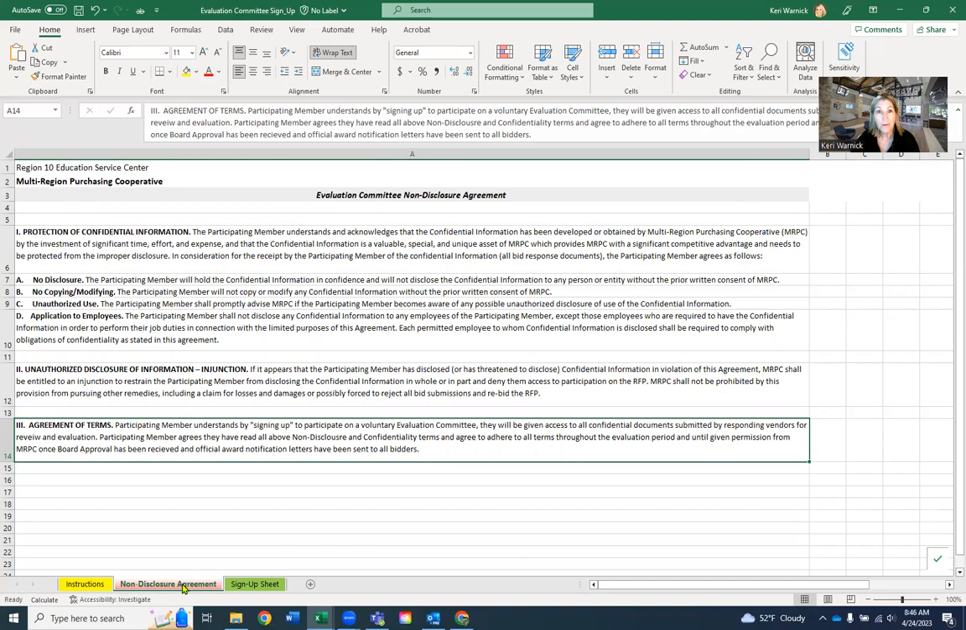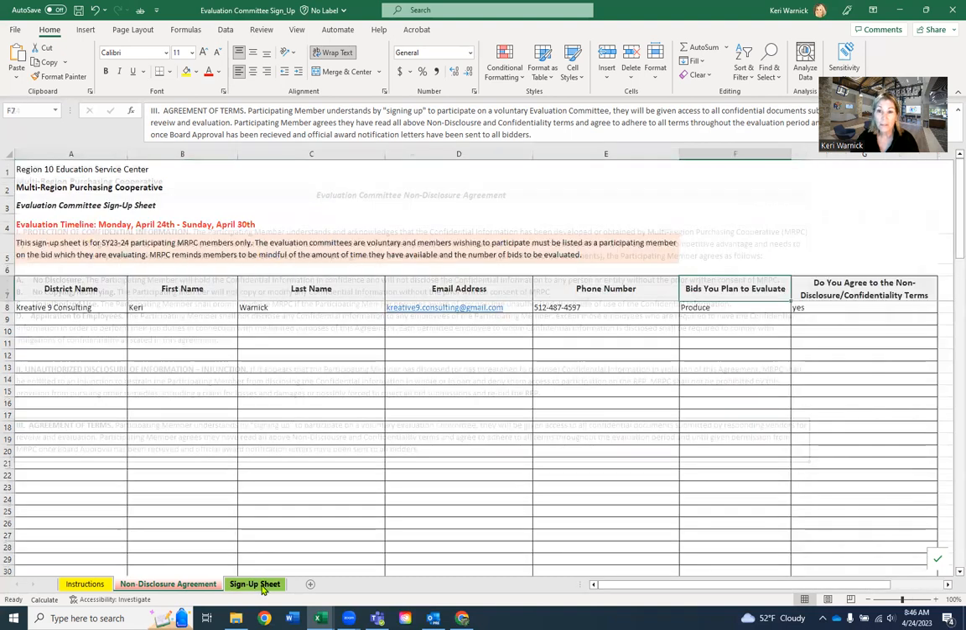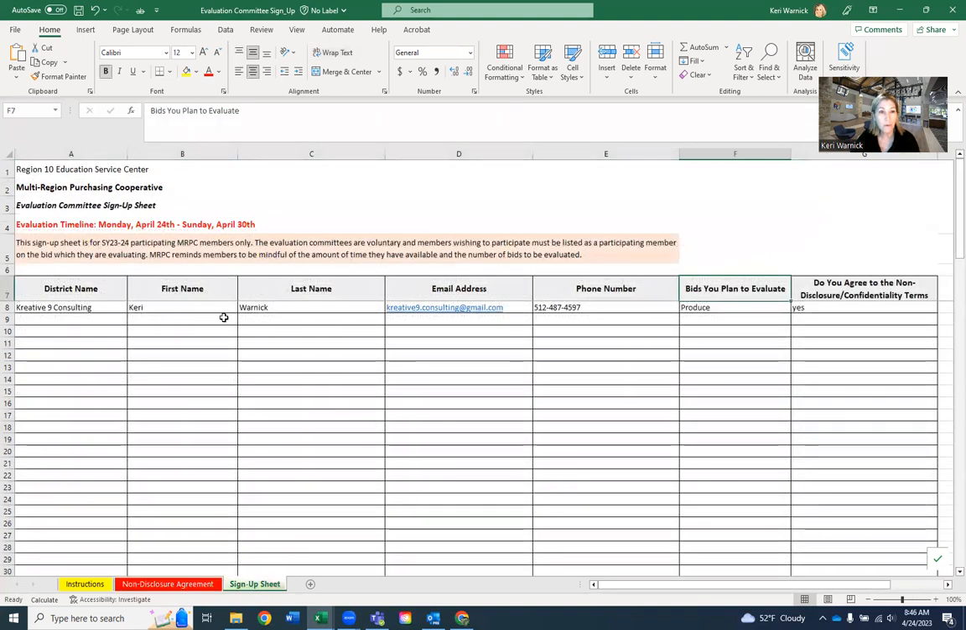As an evaluator, you are held to a non-disclosure agreement and it is part of the sign-up. And you'll notice on the sign-up sheet, as you fill in your district and personal information, you are asked in that last column, do you agree to the non-disclosure confidentiality terms? And you're going to type in yes. Okay, enough about the sign-up sheet.